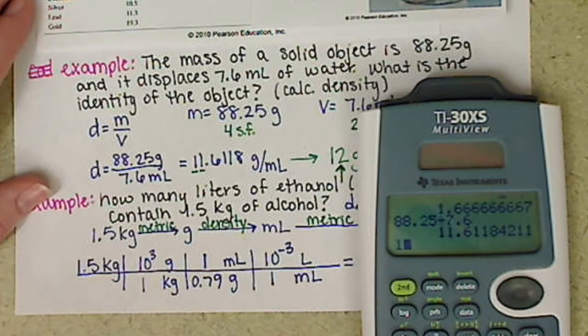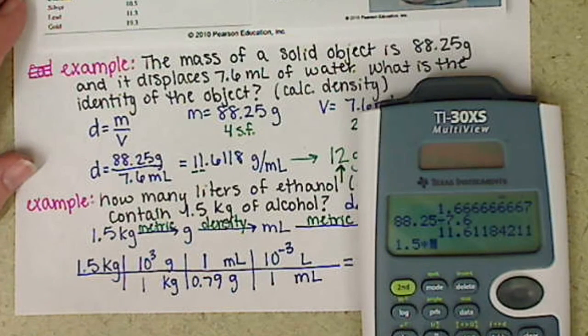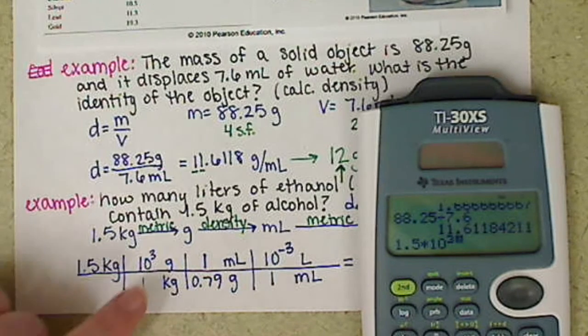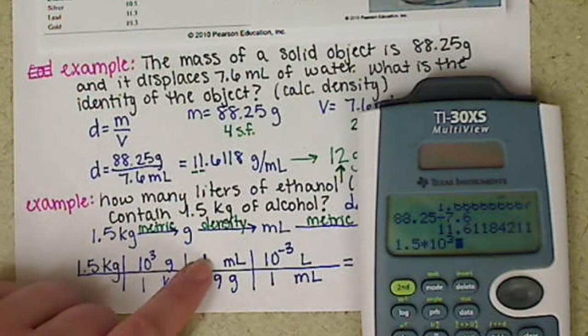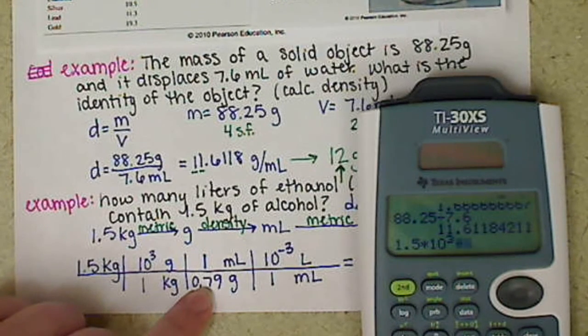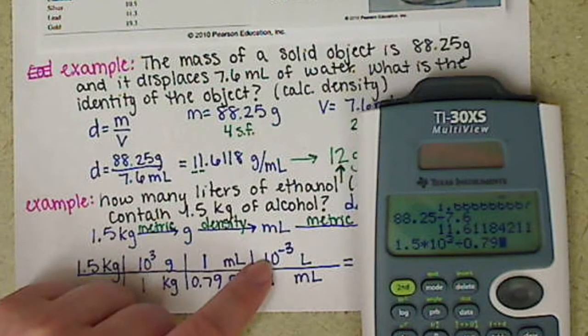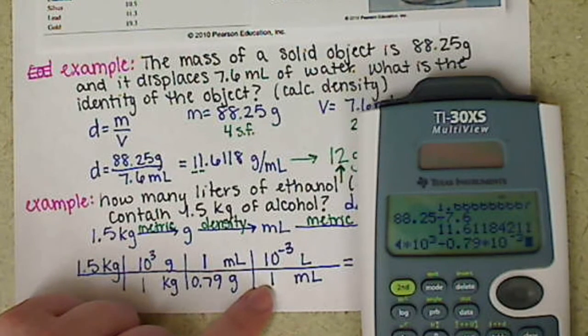Okay, so I have 1.5. I'm going to multiply by 10 to the 3, for my grams. Divide by 1, which we don't have to do. Anything divided by 1 is still itself. Multiply by 1, same thing. Divide by 0.79. Multiply by 10 to the negative 3. And divide by 1.